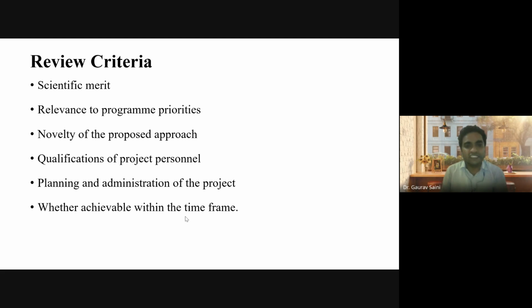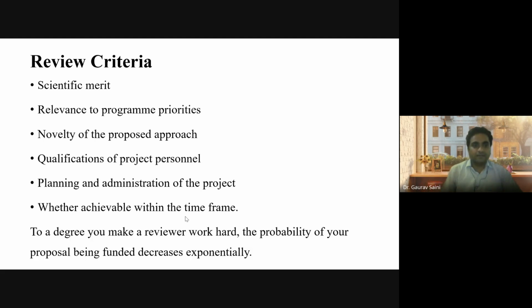Next is whether it is achievable within the time frame. Suppose you have framed so many objectives that they cannot be achieved within the time. Suppose we have only one year. You have to make your objectives in a way that they can be achieved in a one-year time frame. It is not like you are going to take an extension. If you have one year, you should give a statement that can be completed within one year only. So that has to be taken care of very effectively.